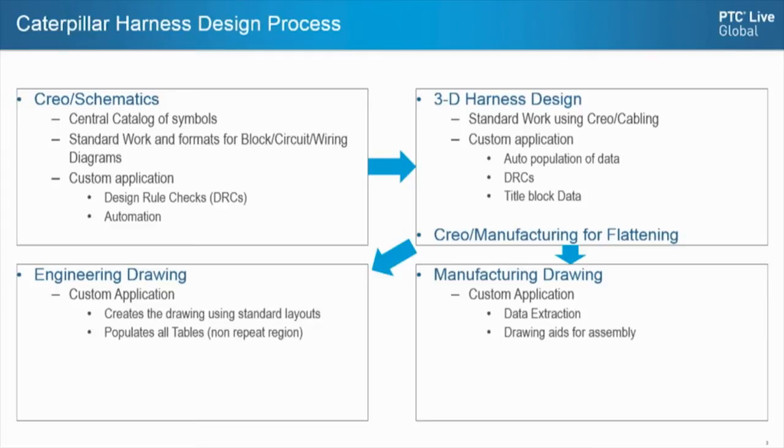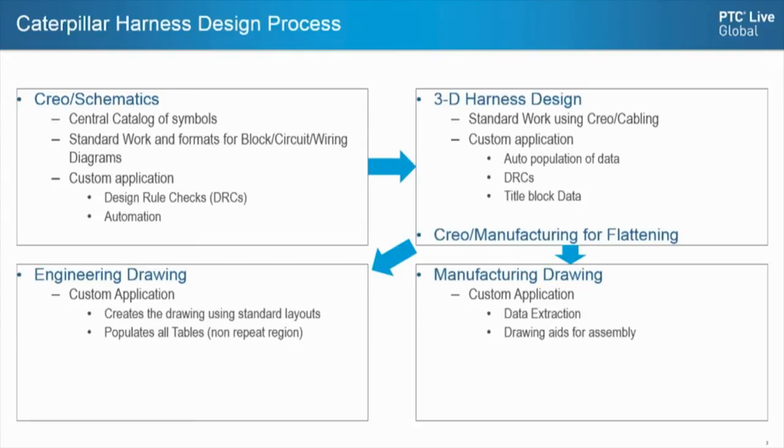Then for the 3D design, we use the cabling package for routing our harnesses, the center line, spline, using networks and so forth. Again, standard work at every facility for every product line so that we can simply transfer data back and forth as we need it. And we use the custom applications for auto-population of data, design rule checks, and title block data. We take that 3D design into the Creo manufacturing mode for flattening, straight out of the box today, but we've got some new tricks up our sleeves that I'll show you also.